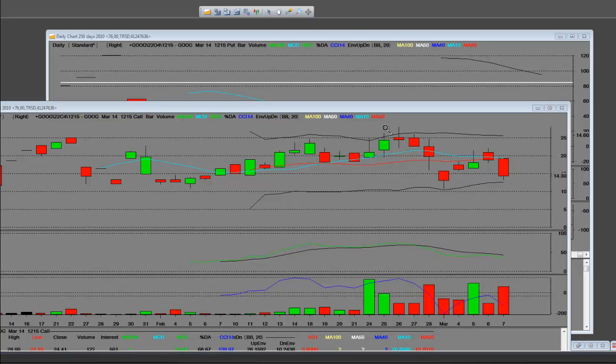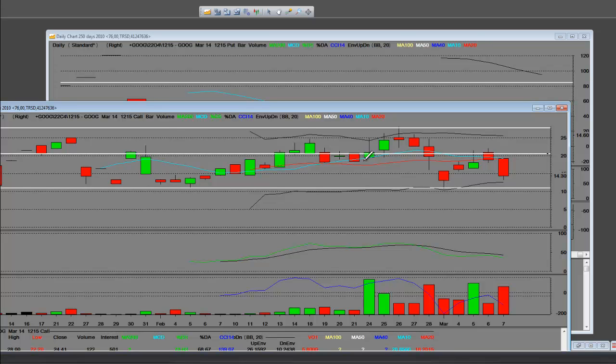Now, the calls were extremely inflated, and this is a March monthly call. It got all the way up here, and then it got all the way down here. So the calls were totally inflated here at the 12.15 call. Now, we're going to do the following.